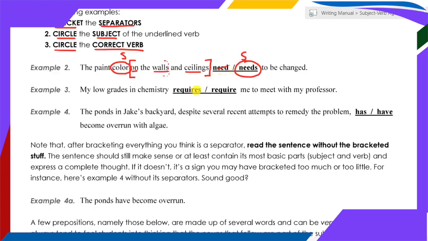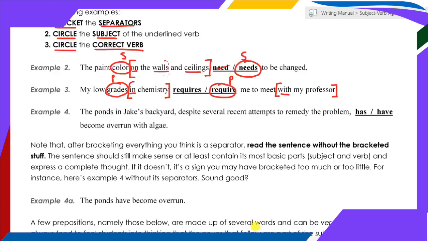Example number 3: My low grades in chemistry blank me to meet with my professor. So we have one prepositional phrase right here. It ends after chemistry. We have another prepositional phrase here that ends after professor. So we read the sentence again without those separators. My low grades blank me to meet. So grades, there's my subject. Grades, I would say grades require. We have a plural subject. We need a plural verb.